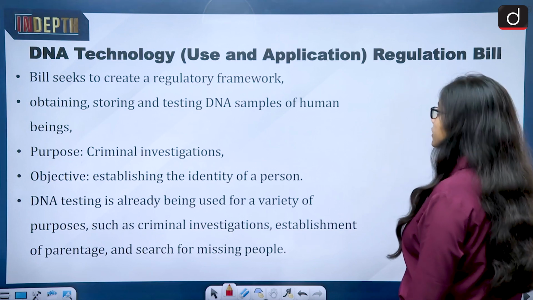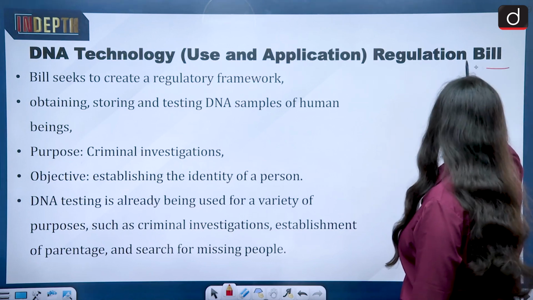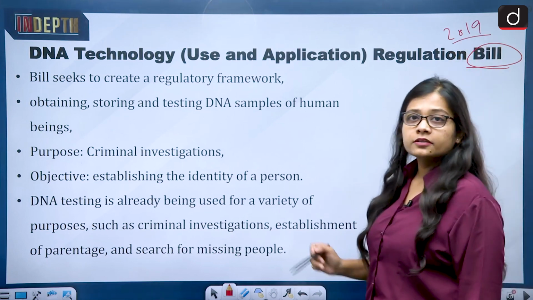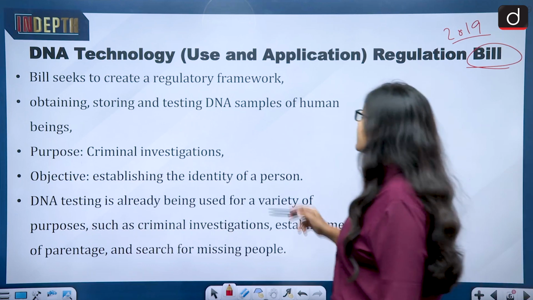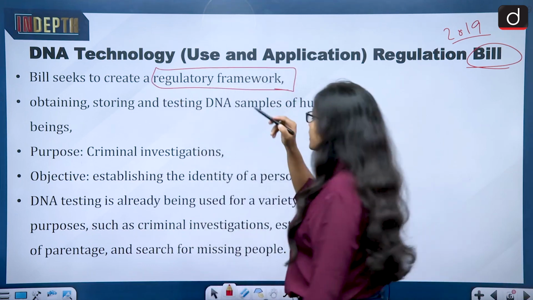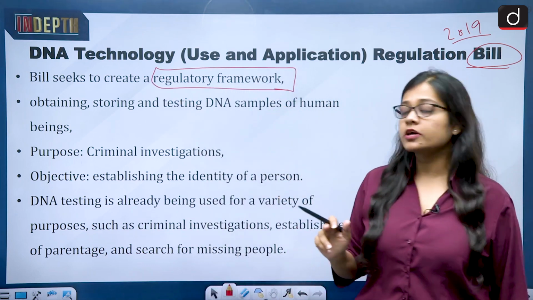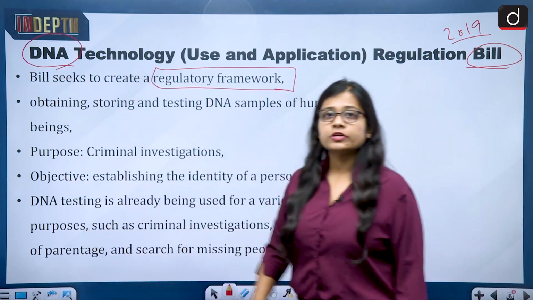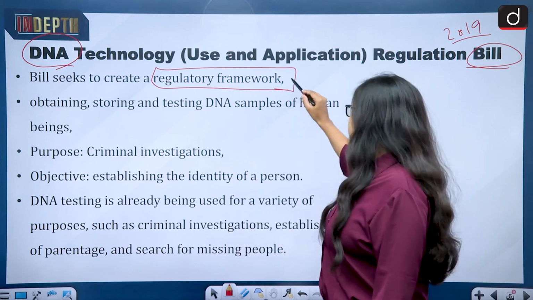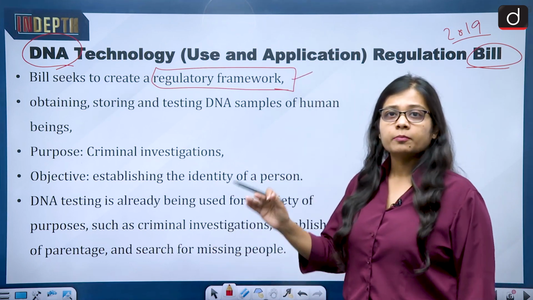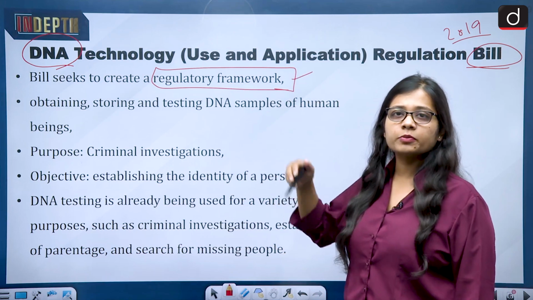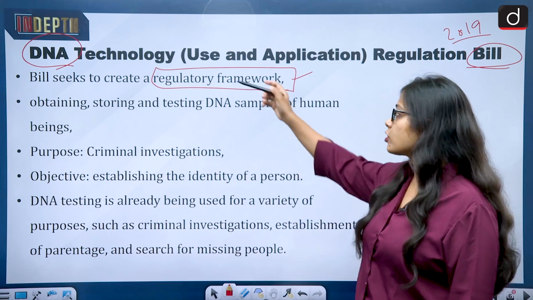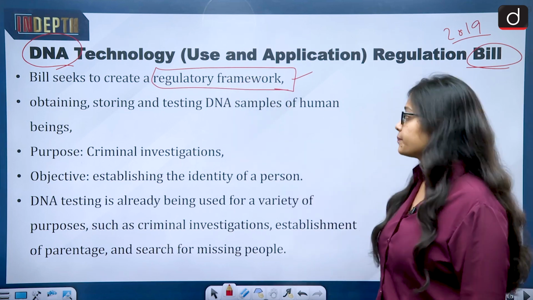So now let us look at the DNA Technology Use and Application Regulation Bill, 2019. The bill seeks to create a regulatory framework. Till now there was no regulatory framework when we talk about DNA technology. But now that this bill has also been withdrawn, we can say that till now there is no regulatory framework when we talk about DNA technology.